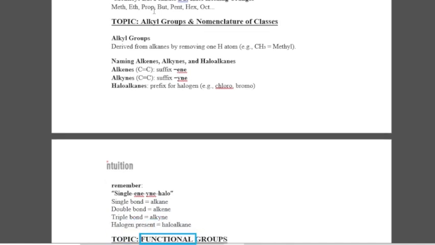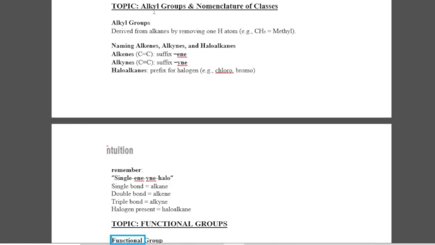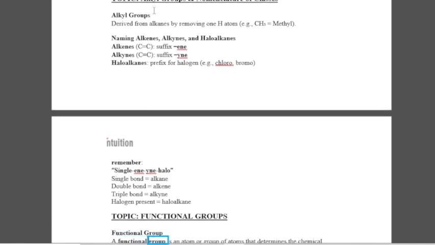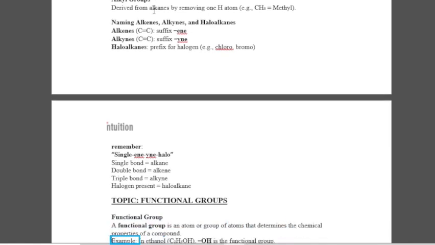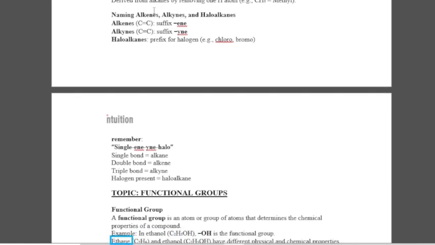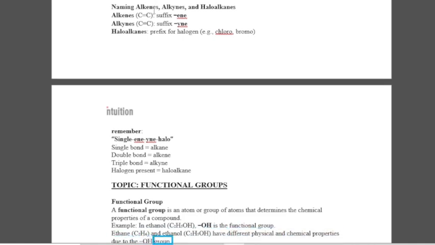Topic: Functional groups. A functional group is an atom or group of atoms that determines the chemical properties of a compound. Example: in ethanol, C2H5OH, the OH is the functional group. Ethane, C2H6, and ethanol have different physical and chemical properties due to the OH group.